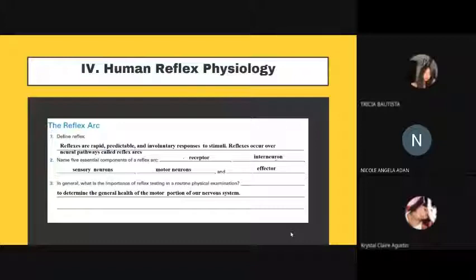Number 2. Name 5 essential components of a reflex arc. First is the receptor, second is the interneuron, third is the sensory neurons, fourth is the motor neurons, and lastly the effector. For number 3, in general, what is the importance of reflex testing in a routine physical examination? It is to determine the general health of the motor portion of our nervous system.